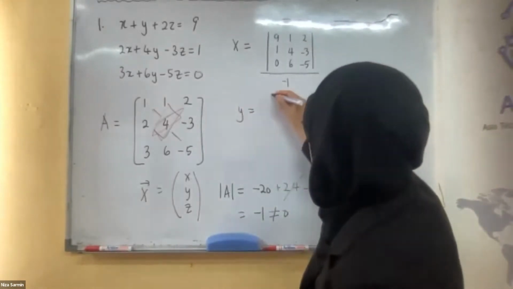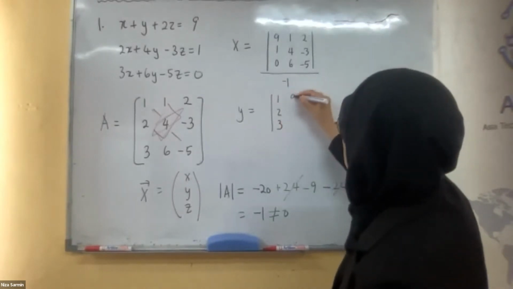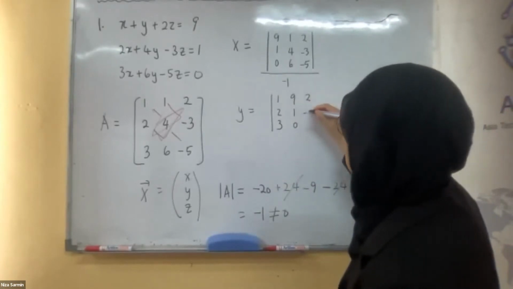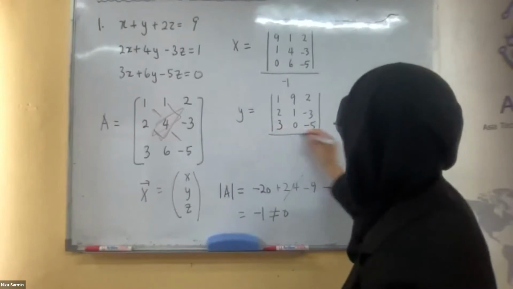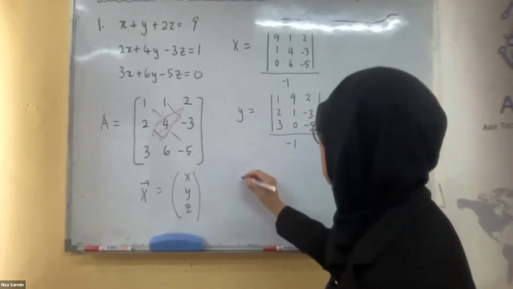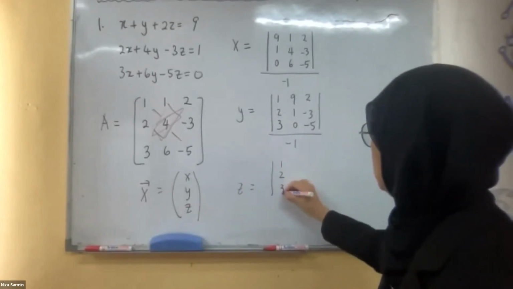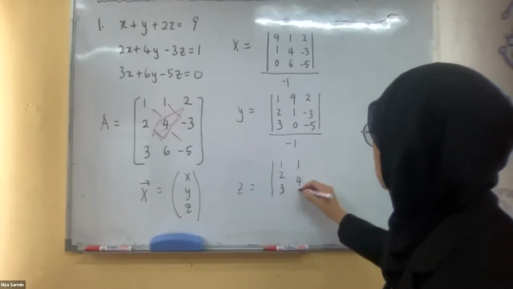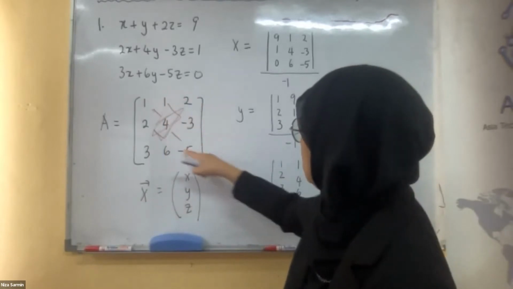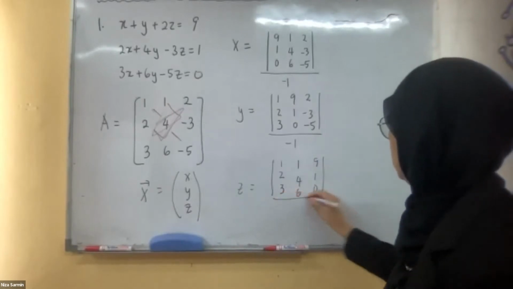Y equals 1, 2, 3, 9, 1, 0, 2, negative 3, negative 5, over negative 1. So the determinant you just calculate once. Z is 1, 2, 3, 1, 4, 6. This comes from the original A. Then this column is replaced by 9, 1, 0, over negative 1.